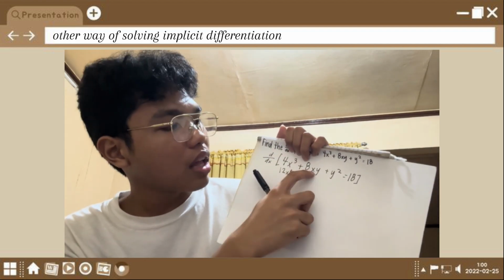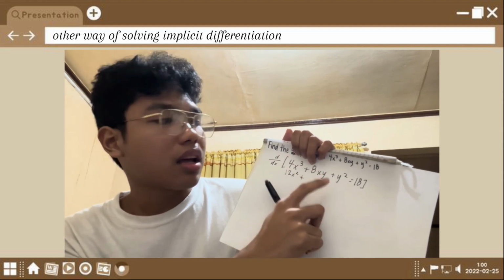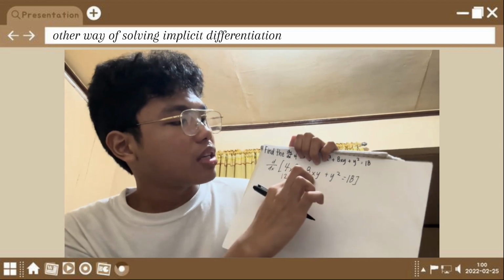Now, for this term, it has double variables. We have x and y. For this term, we're going to use the product rule. We'll simply need to separate each variable.